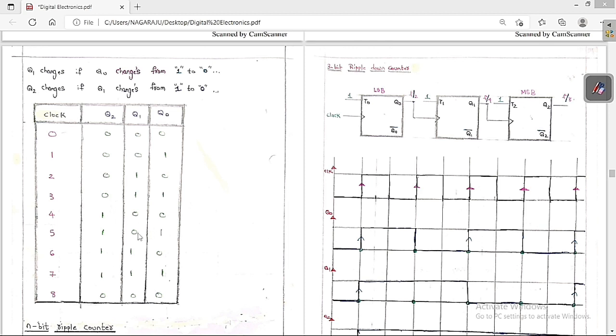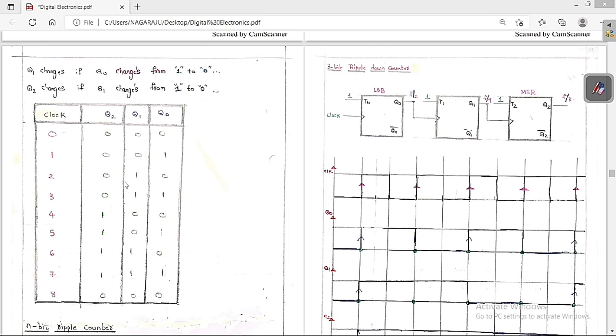Again 0 to 1, same thing will be there. And here 1 to 0, yes, it is going to get changed, so this also is going to get changed. But here it must be 1 to 0 for it to change, otherwise the previous state 1 remains. Similarly 0 to 1, so again it stays the same as the previous. Now it is changing from 1 to 0, which means this will change, and this will also change.